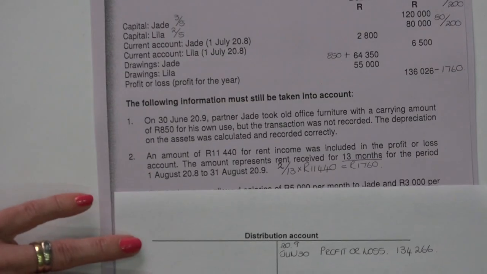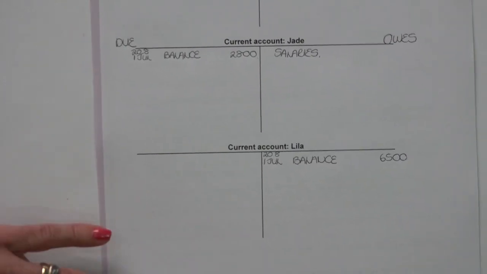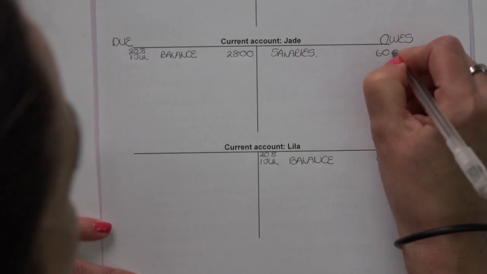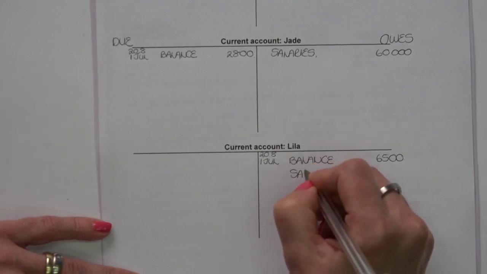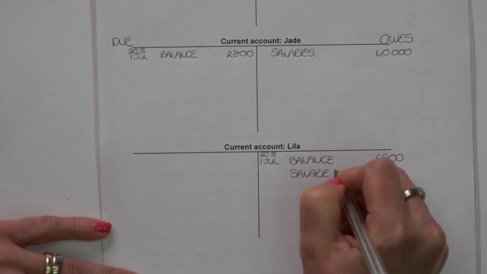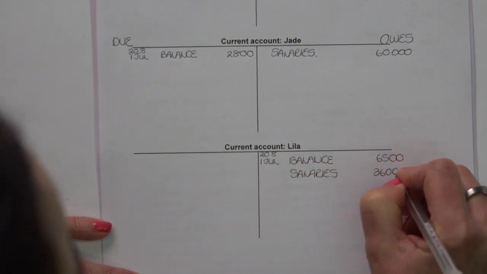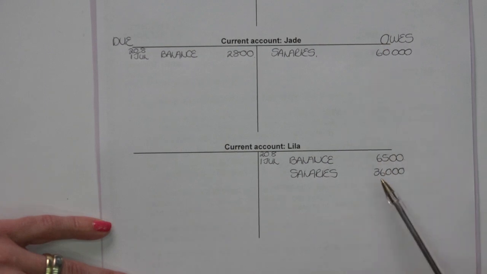And for Jade, they told us that it's 5,000 Rand per month. So the 5,000 for the whole year will give us 60,000 Rand in salaries for Jade. Debit in salaries, credit in the current account. The same for Lila. Debit the salaries and credit the current account, 36,000 Rand. In the salaries account, we will now be sitting with a debit of 96,000.